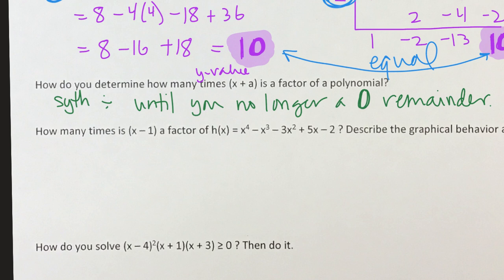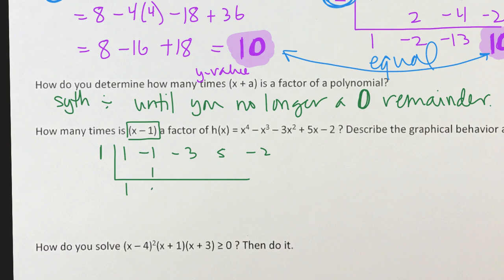This was like number 1 on your quiz over polynomials yesterday. The first question asks you, how many times is that a factor? And this says the same thing. How many times is x minus 1 a factor? So we're going to synthetically divide with positive 1. Okay, so 1, minus 1, minus 3, 5, minus 2.